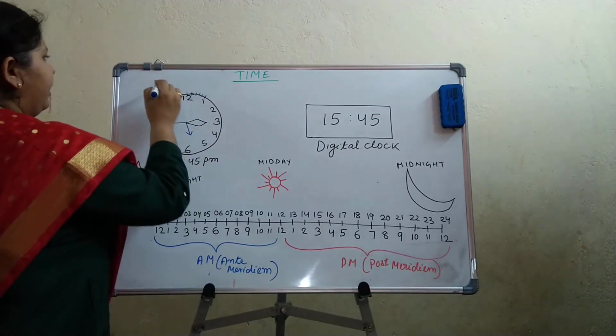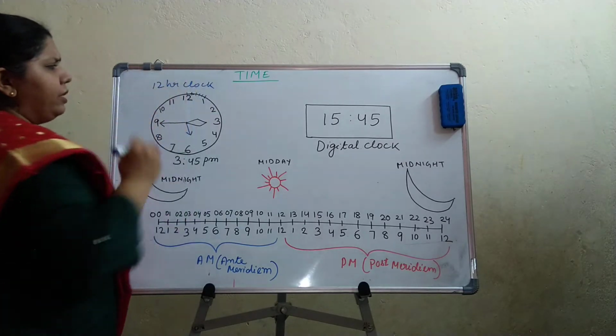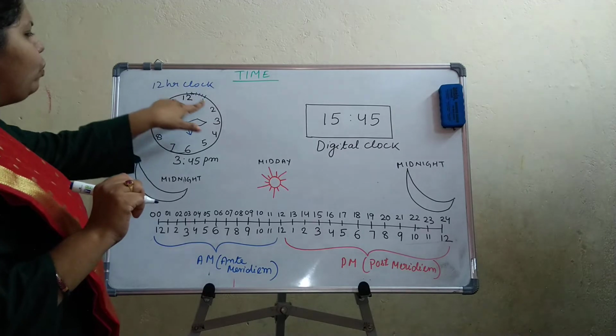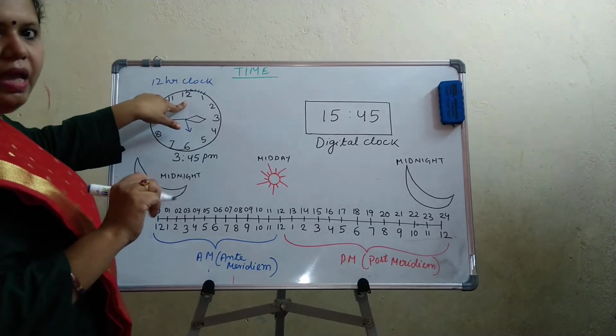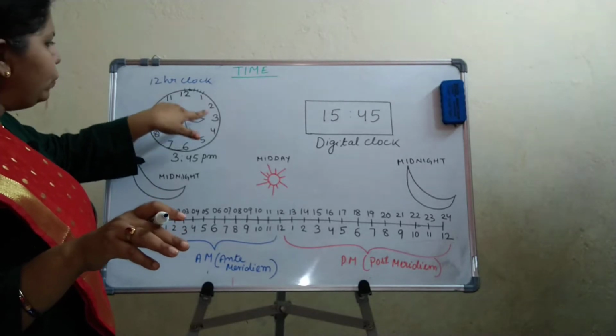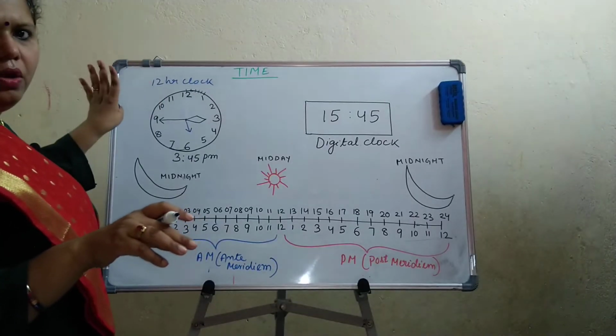So this is called a 12-hour clock. Why is this called a 12-hour clock, children? Because it is showing 12 to 12 time. After 12, it will reset from 1, 2, 3 and again complete this 12. So it is a 12-hour clock.